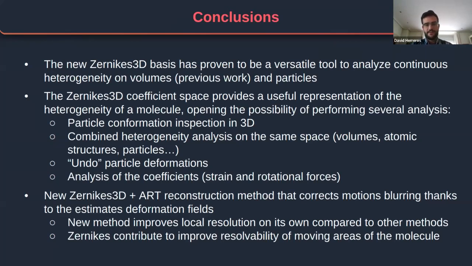Also, it's very useful to estimate continuum heterogeneity to actually see the transitions and the motions of the molecule from the conformations of your particles. But also, as we have seen, we can undo the conformations in order to recover a map that is reconstructed with a set of particles that is more consistent. So we are able to improve the resolution of our maps.